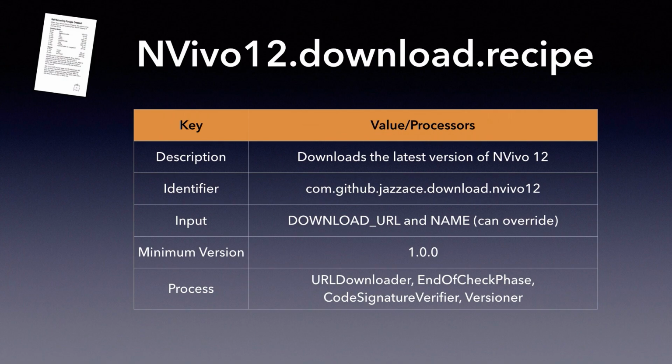What the heck is that? URLDownloader, EndOfCheckPhase, we saw those. CodeSignatureVerifier, haven't seen that yet, and Versioner. I told you Versioner is a cousin of AppDmgVersioner. That's a spoiler. You might know what's going to happen coming up soon. But CodeSignatureVerifier, again, what's that?